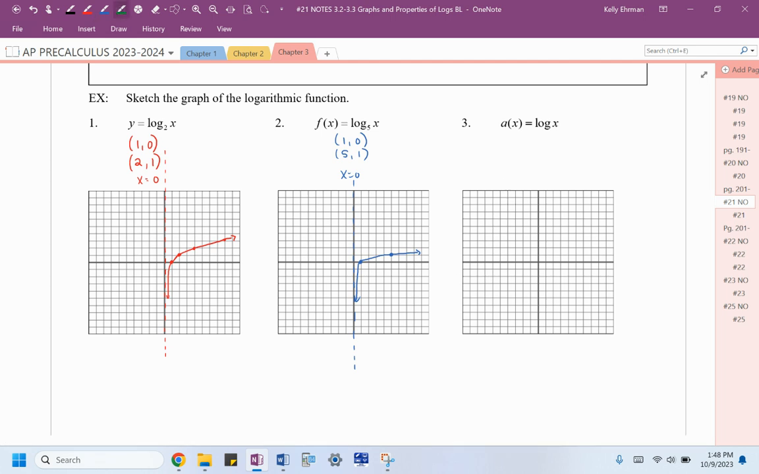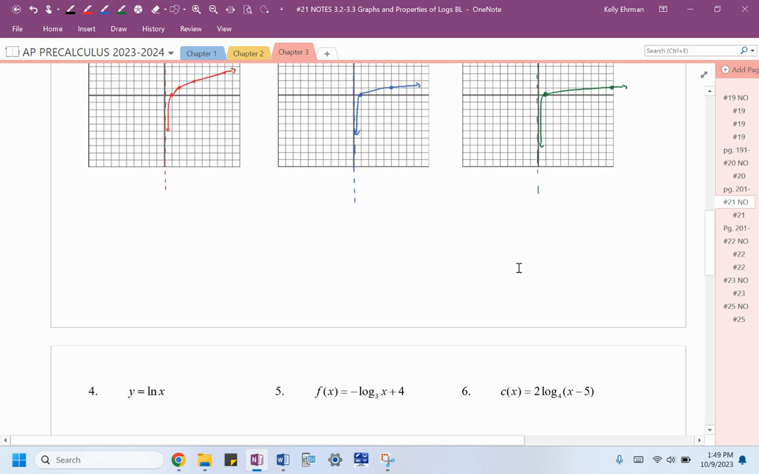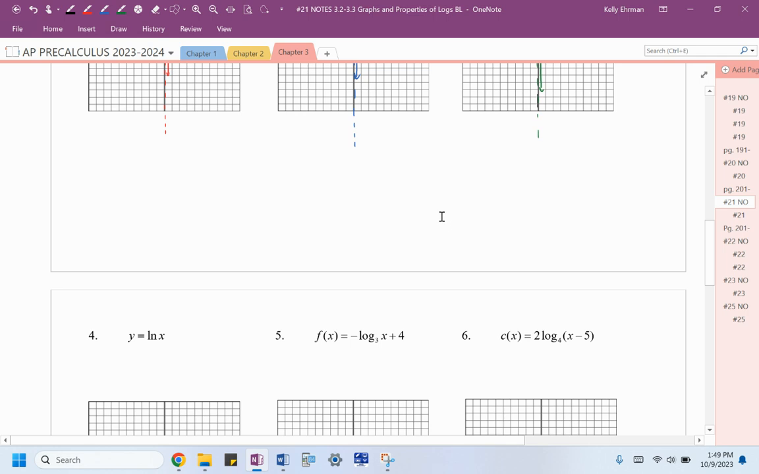Okay, and last one before we start stretching things around. Remember, this is a common logarithm. The base number is 10 if it's not showing. So we're going to plot (1, 0) and (10, 1), and we still have x equals 0 as the vertical asymptote. So (1, 0), (10, 1). Again, this is going to be even harder to sketch in a smooth way, but something like that.